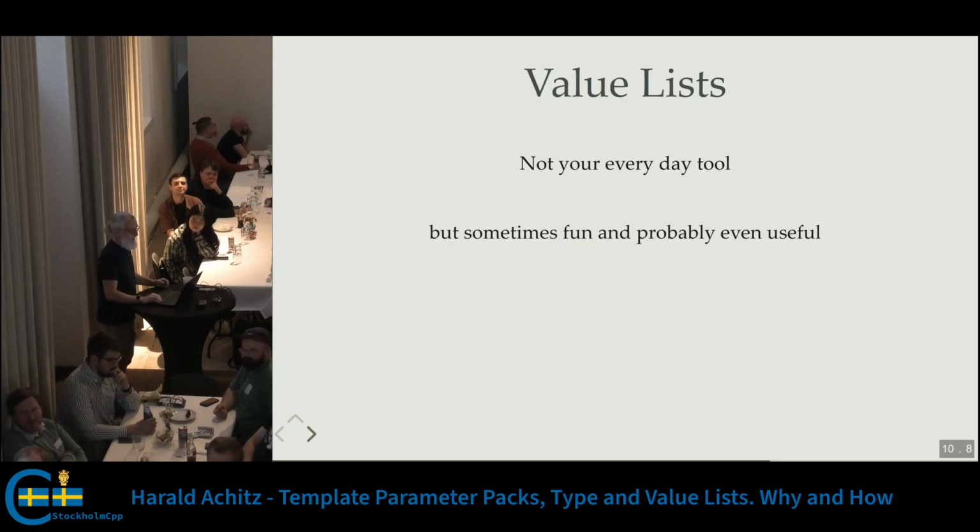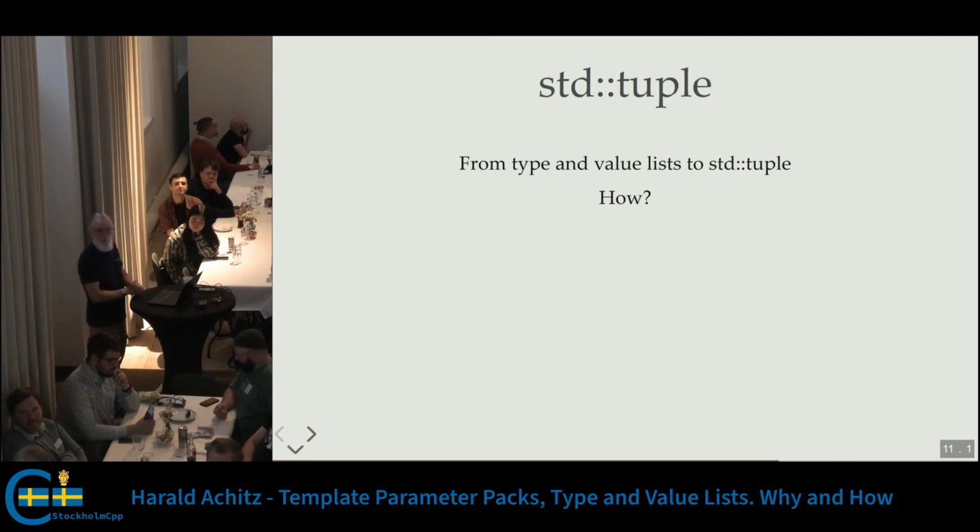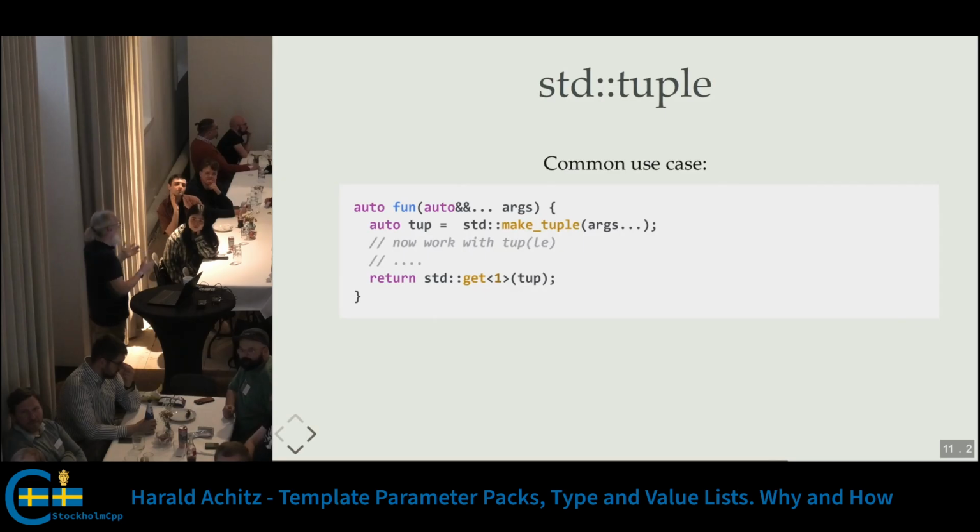Okay, so now the bonus: tuples, the tuple. So why do I talk about type and value lists? Why do we come to tuple? Well, because a tuple is exactly what it is. A type and a value list. This is very common. You see something like this. I take a lot of types and a lot of values, and then I create on the fly the tuple out of it. And now it is.